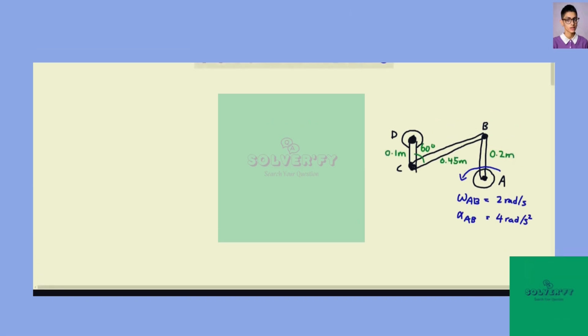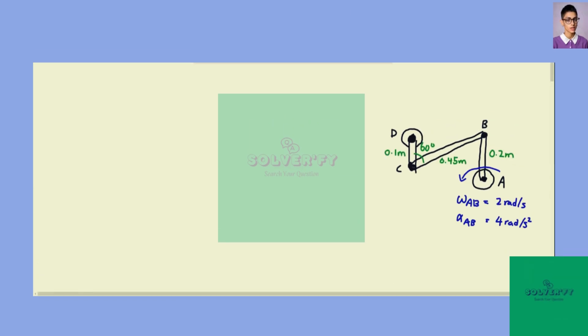In this question, we have three rods, AB, BC, and CD, that are linked in this manner. AB has an angular velocity of 2 radians per second and an angular acceleration of 4 radians per second squared. We need to determine the angular velocity and angular acceleration of the rods BC and CD. Okay, so we are given omega AB is 2k. We are doing the velocity part first, the angular velocity part.